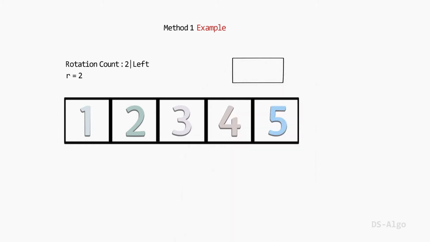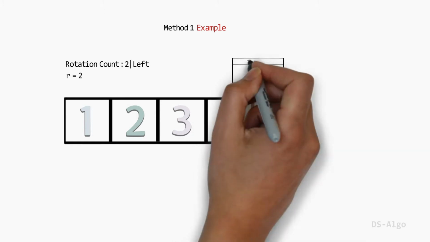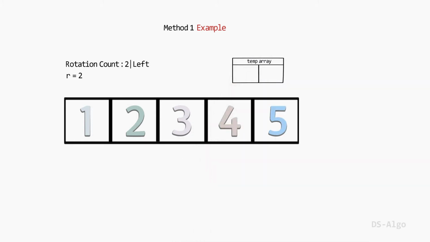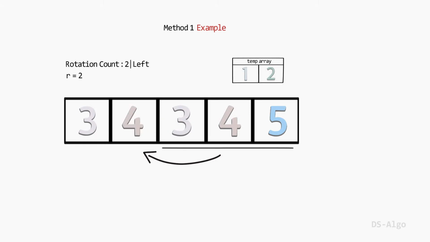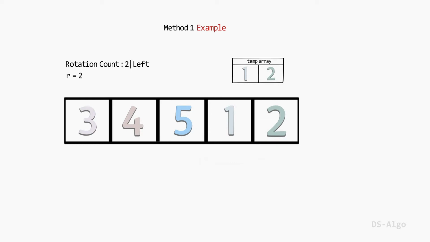Therefore, we will rotate the array using an auxiliary array, that is a temp array of size r. Now store the first r, that is 2 elements of the given array in our auxiliary array, and shift the remaining elements of the given array towards its left. Store the elements of the auxiliary array in the given array to the end position. As we can see, the array is rotated by 2 positions towards the left direction.